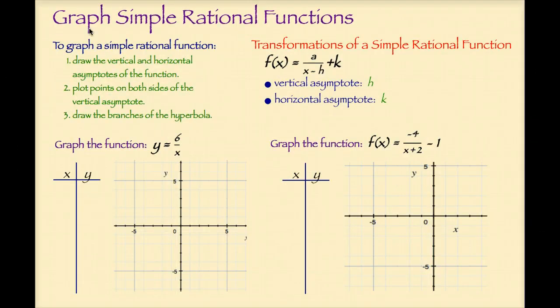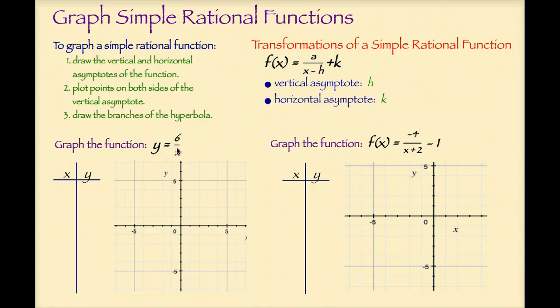Okay, now let's graph a couple of simple rational functions. We have some instructions here. To graph a simple rational function, first, draw the vertical and horizontal asymptotes of the function. Second, plot points on both sides of the vertical asymptote. Third, draw the branches of the hyperbola. We're going to graph the function y equals 6 over x.